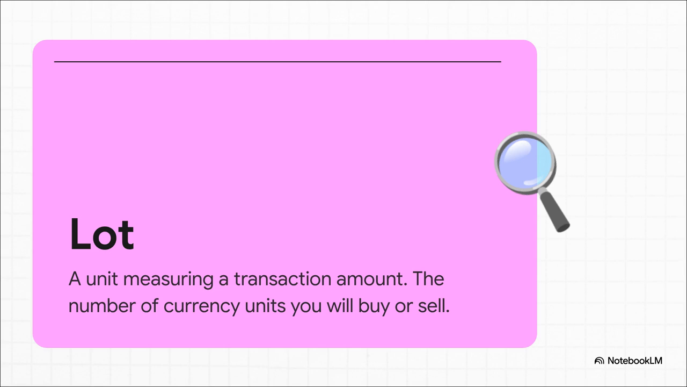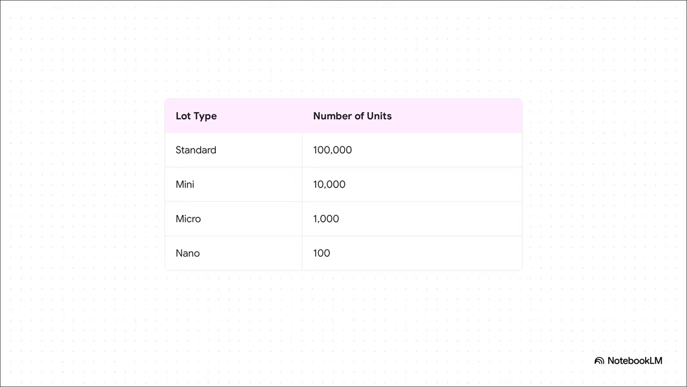It standardizes everything. As you can see, there are a few different lot sizes. We've got nano, micro, mini, but the industry benchmark, the big one, is the standard lot. And that is a block of 100,000 currency units. Now, for our example, let's focus on that standard lot because it's the real key to making those tiny little pips suddenly feel very, very big.